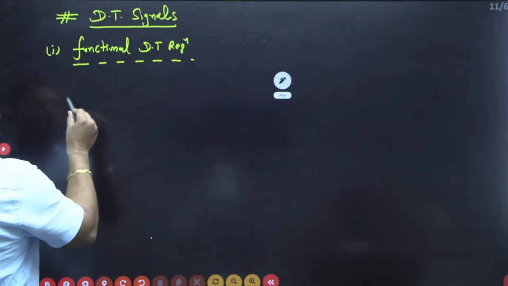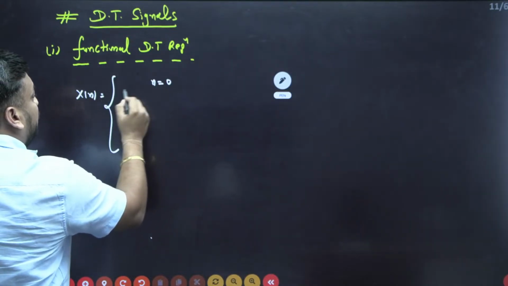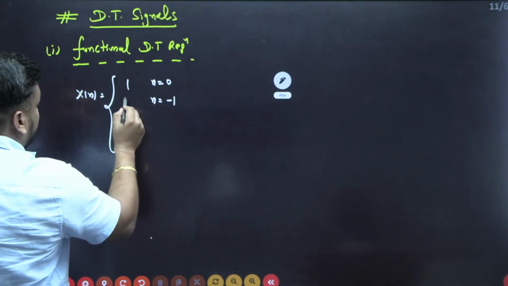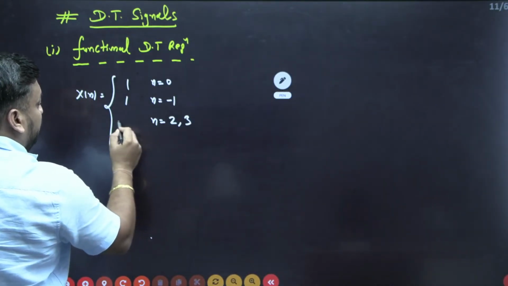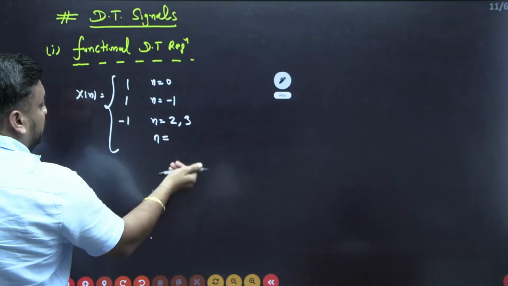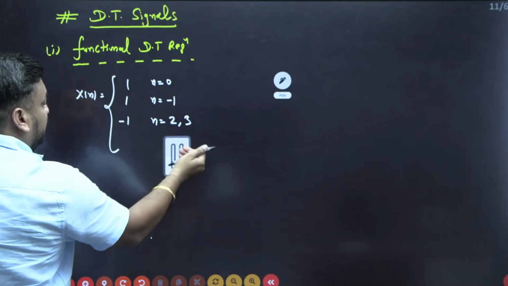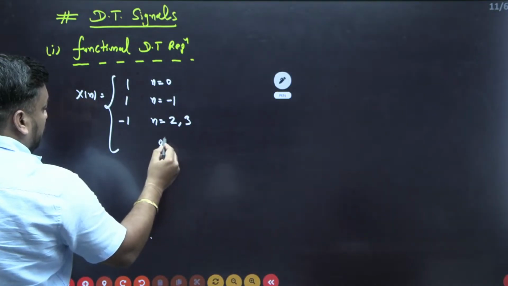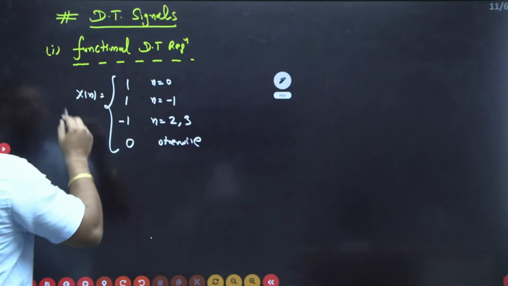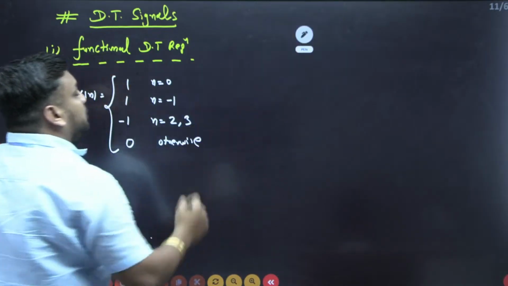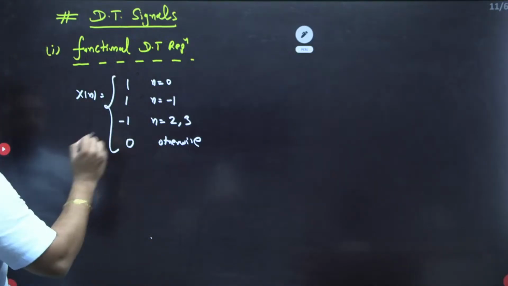So I can represent the signal just like this. The signal is x of n, taking the value 1 for n equal to 0 and n equal to minus 1, and minus 1 for n equal to 2 and 3, and otherwise it will be 0. This is nothing but the discrete time signal represented in function form.